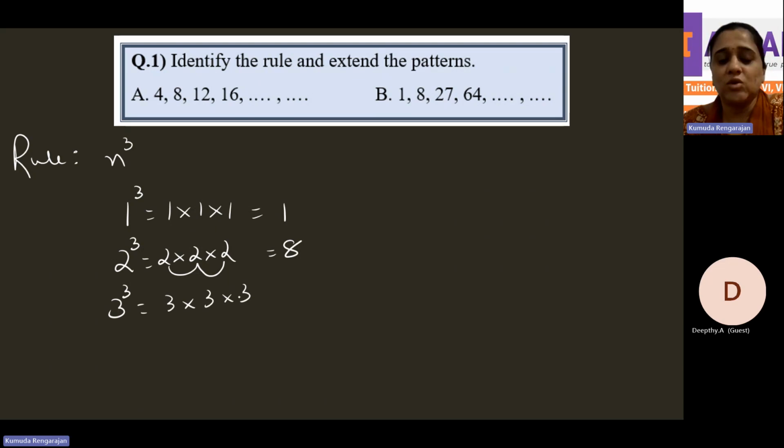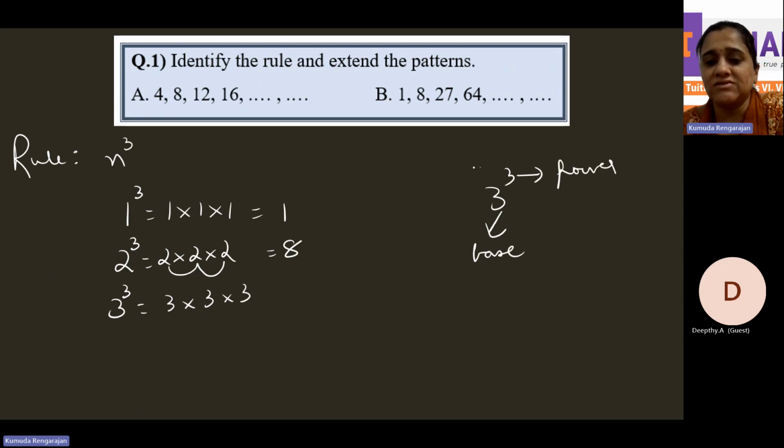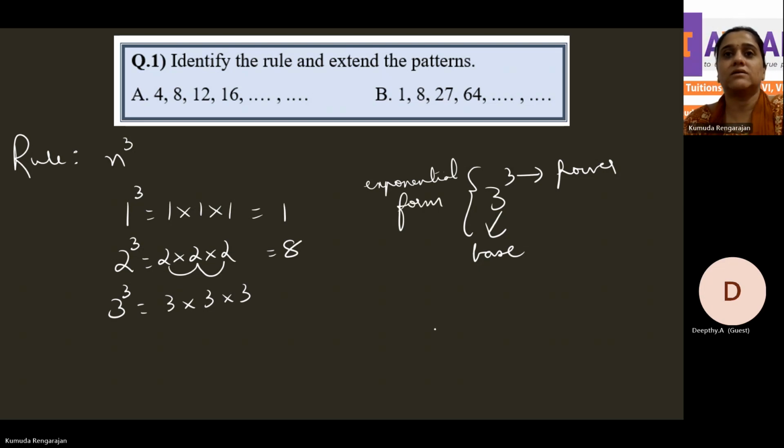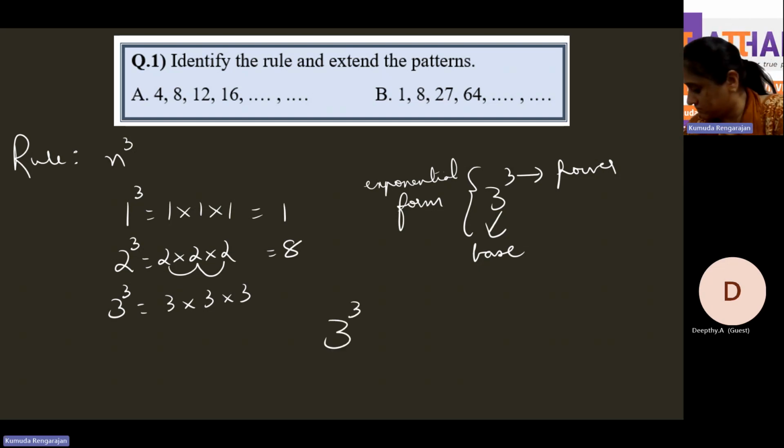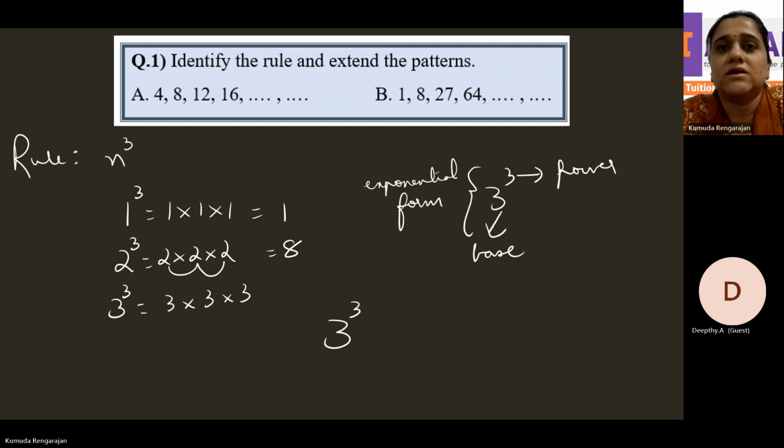In 3 cubed, 3 is called the base, and this is called the power. And this expression is said to be in the exponential form. 3 raised to the power 3. That's how you read it. 3 is called the base, and this one is called the power.